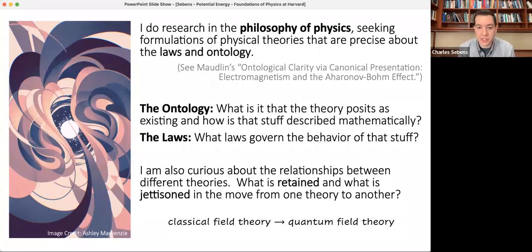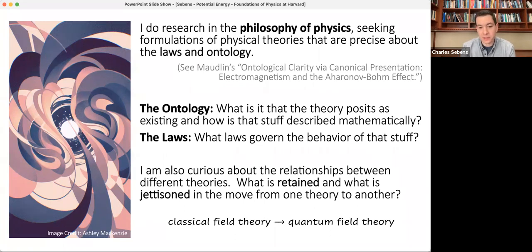I'm also curious about the relationships between different theories. I take a kind of comparative approach often. So I'm curious what is retained and what is jettisoned in the move from one theory to another. And I tend to think new theories aren't as radically different from old theories as they're often presented as. So I think that new physics, or more advanced or more fundamental physics, often retains many aspects of old physics. And it's interesting to try to find those continuities, to see what is retained and what has changed, and to be clear about that.